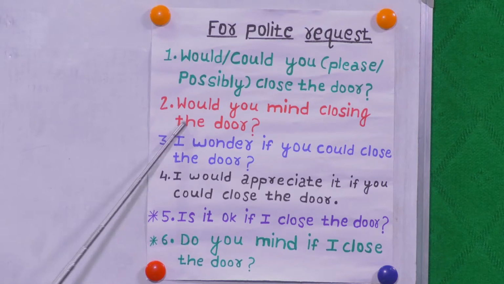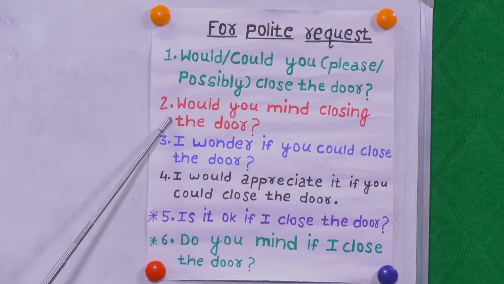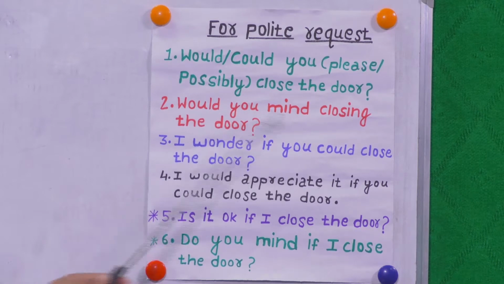Yes. Number two, what is written there? You are right. Would you mind closing the door? Good. Number three, what is written there? Yes, you are again right. I wonder if you could close the door. So what is it? Yes, I wonder if you could close the door.